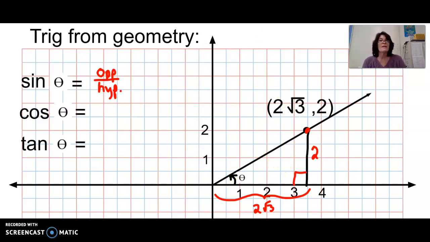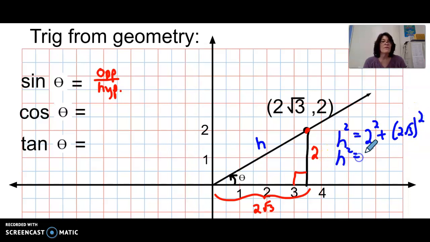So think also back to geometry. If you know two sides of a right triangle, you can find the hypotenuse, right? We use the good old Pythagorean theorem. So to find my hypotenuse, I'll just put h here for now. h squared has to equal (2√3) squared plus 2 squared.